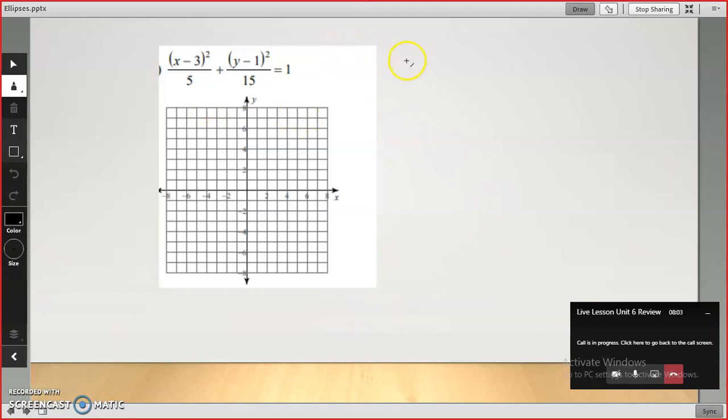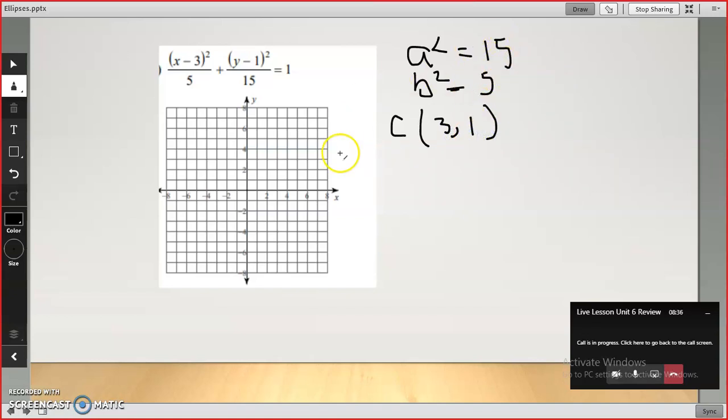So again, I'm going to write down what I know. So I know that the bigger number is 15, so that has to be my a. So a squared is 15. B squared is 5. So that means that this is vertical. Vertical deals with the y-axis. My center, I'm going to denote that with a C. It's going to be 3, 1. And this time I'm adding everything to the y, right? So that's the major axis that I'm looking at, my y-axis.